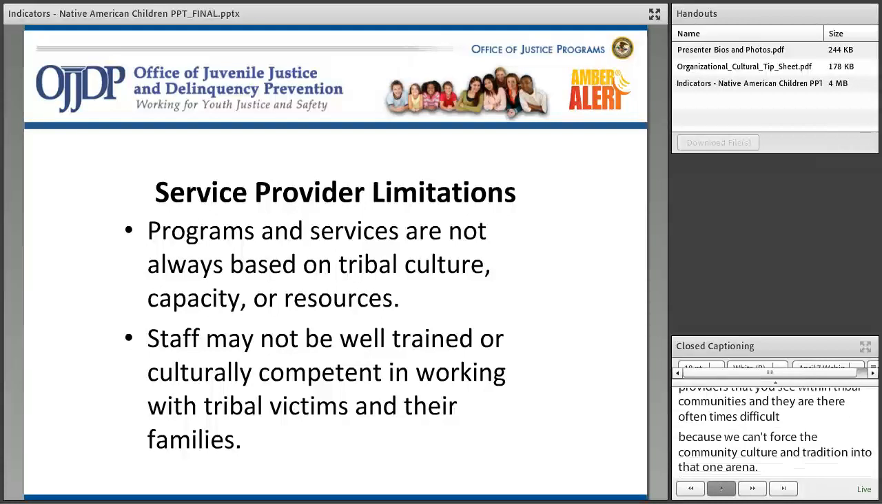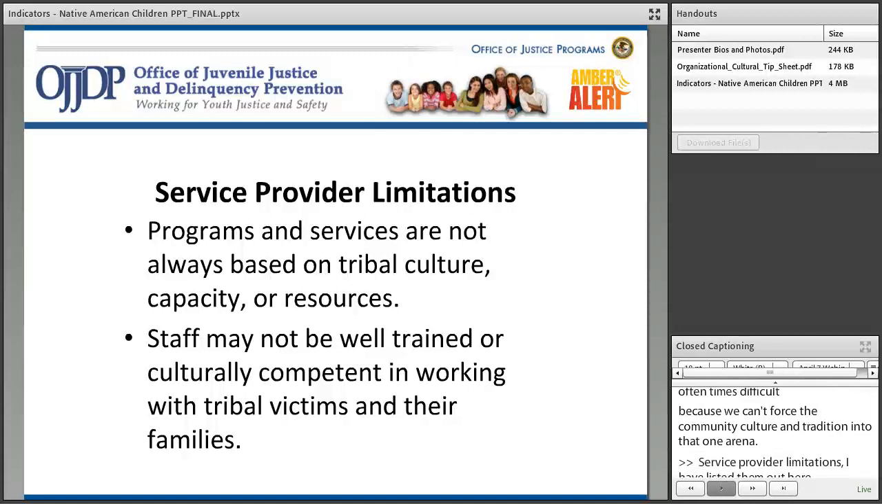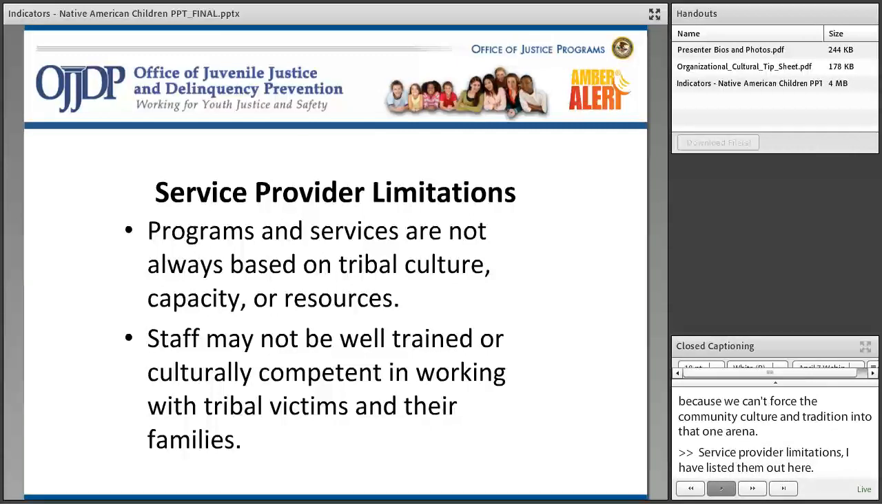So, service provider limitations, and I've listed them out here. Program services are not always based on tribal culture, capacity, or resources. Staff may not be well-trained or culturally competent in working with tribal victims and their families. The community-based programs can and should be community-specific, but sometimes developing their own standard operating procedures or policies based on other agencies is not always helpful because they're not based specifically on the community.